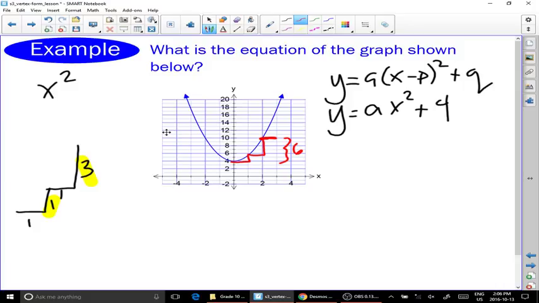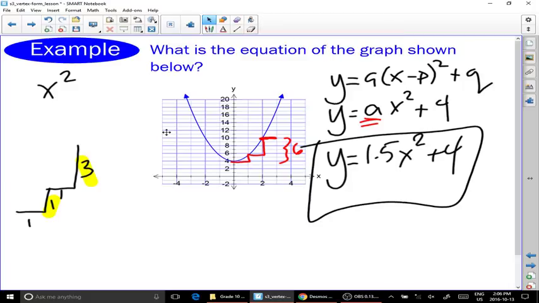1.5, right? Because this is going to be 1.5, and this is going to be 2.5. No, 4.5. This is 1.5, this is 4.5. So this is 1.5. So it's y equals 1.5 x squared plus 4.